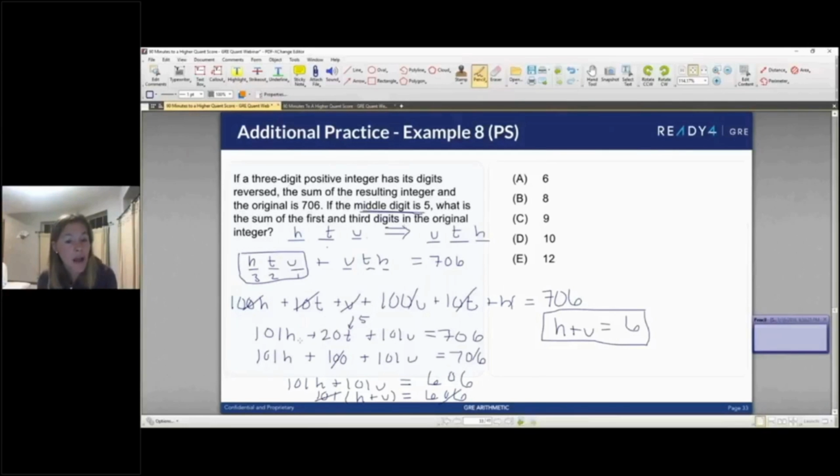So what we've got here after we've combined our like terms, we've combined the H's and the U's. We've substituted in a 5 for that T because they told us the middle digit is 5. And so in the end, we got 101H plus 101U. We factor out 101. We're left with H plus U is equal to 6. So the answer here is 6.